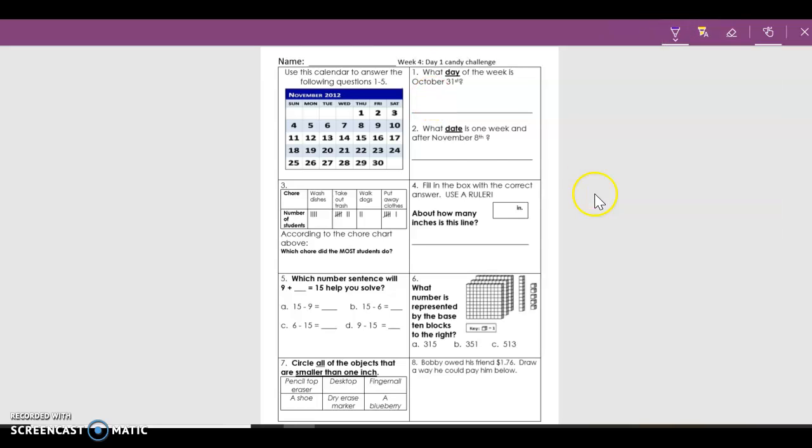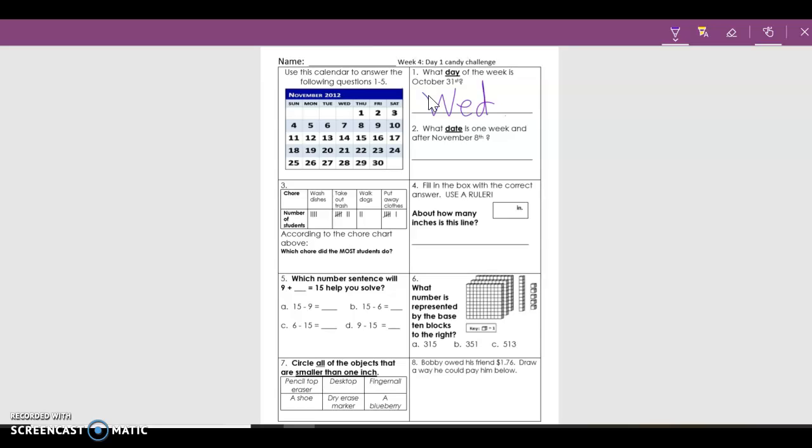So I hope this will work. Let's give it a try. They can do the abbreviations if they'd like, or they can write the word out. Now, what date is 1 week after November 8th? That's another typo, I apologize. So what is the date 1 week after November 8th?